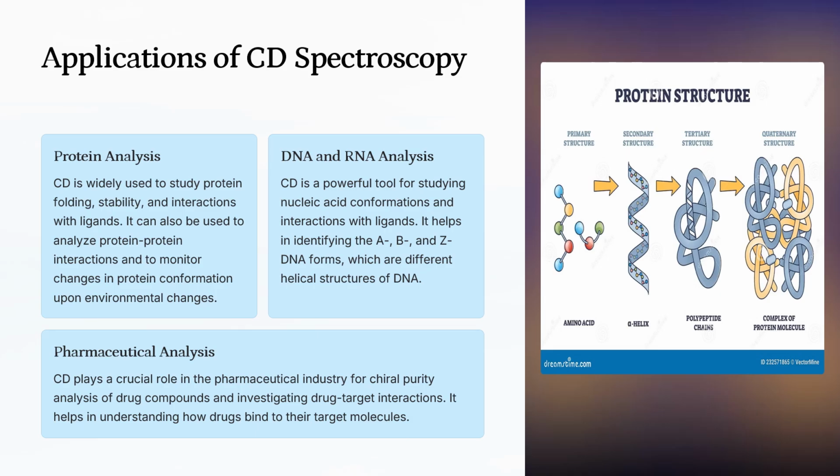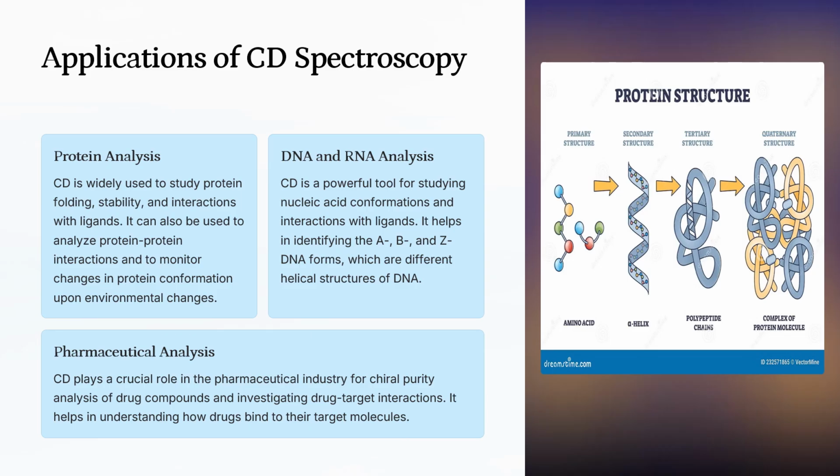Next thing is their applications. First is protein analysis. CD is widely used to study protein folding, stability, and interaction with ligands. It can also be used to analyze protein-protein interactions and to monitor changes in protein conformation upon environmental changes. For example, as we saw, alpha helices exhibit characteristic negative peaks at 208 and 222 nanometers, or 218 nanometers.